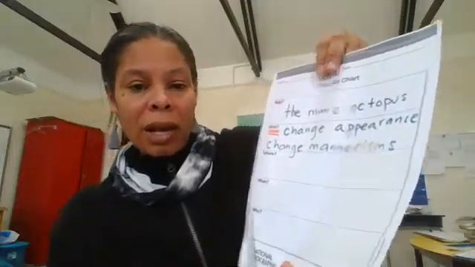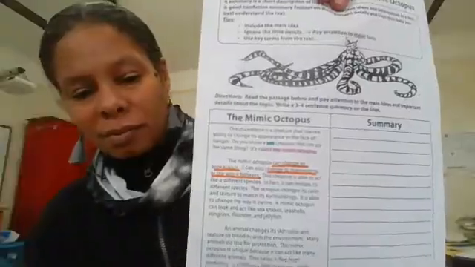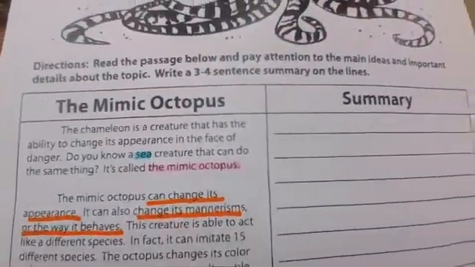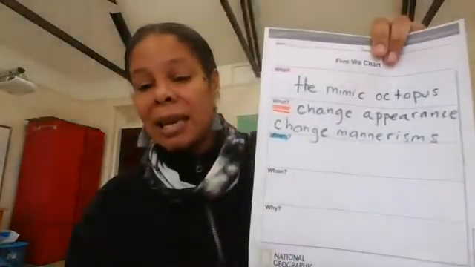All right, get another color. I'm going to get blue this time. Highlight the where, in a different color. This one's a little bit tricky because they don't really tell you, but see if you can find where this octopus lives. I highlighted that little word right there. Can you see it in blue? It says, do you know a sea creature that can do the same thing? I highlighted the word sea because that's where he lives. He lives in the ocean. He lives in the sea. So on my 5W's chart, I'm going to write the word sea, S-E-A.